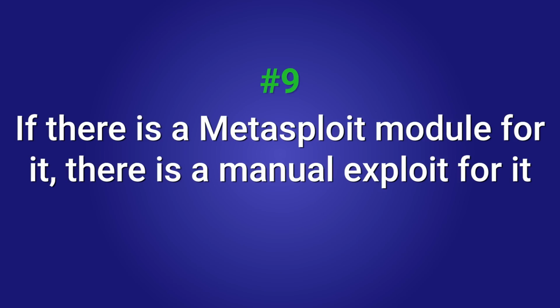Tip number 9, if there is a Metasploit module for it, there is a manual exploit for it. That means, if you find a Metasploit module and think, oh, I don't want to use Metasploit because on the test, there are certain modules you can only use once on the exam. And you might think, well, what if I run into that situation? There's always a manual exploit. You just have to search for it. On both exams that I took, I never used the one-time use Metasploit modules. There wasn't a need to, because I was able to find the manual ones.